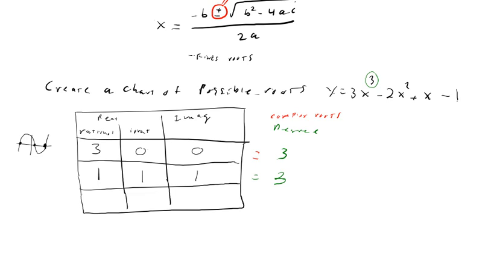No, not allowed. Not allowed because these have to come in pairs. My irrational roots and my imaginary roots must come in pairs. And I don't mean pairs like, oh, one of each. I mean pairs like together.